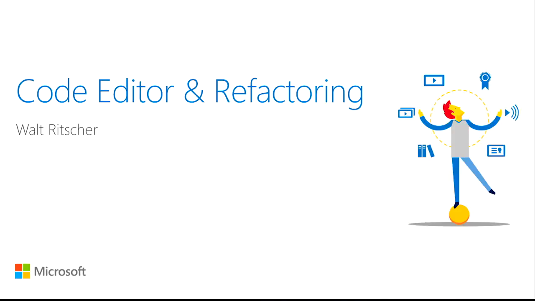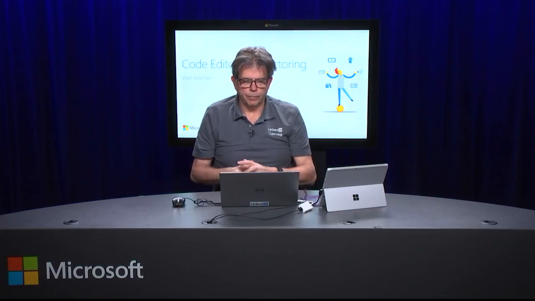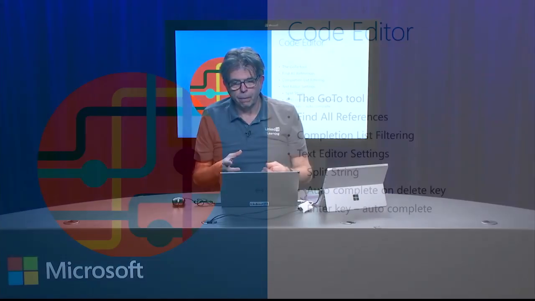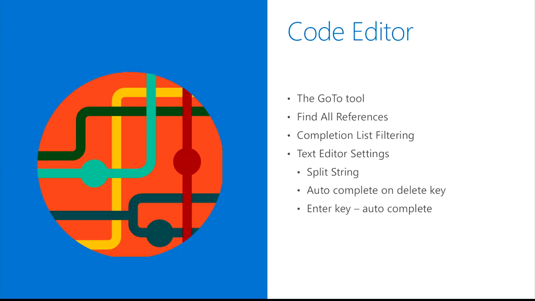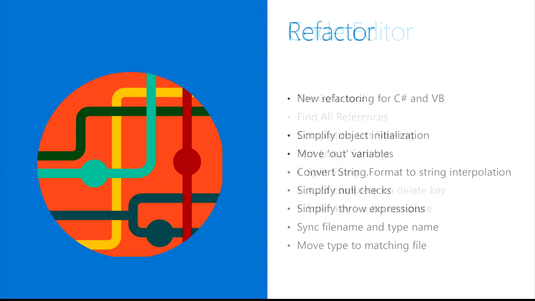In this next section, we'll look at some new items that are in the code editor, and another one of my favorite features is the refactoring tools. So in the code editor, we'll look at the new GoTo tool, and we'll talk briefly about find all references, some of the modifications that have been made there. We'll also look at completion list filtering, and then we'll look at some of the text editor settings. Then in the second half, we'll look at the refactoring tools, which are available for C# and Visual Basic. They're all listed here on this slide, but I won't read all these to you. We'll just look at them in the example.